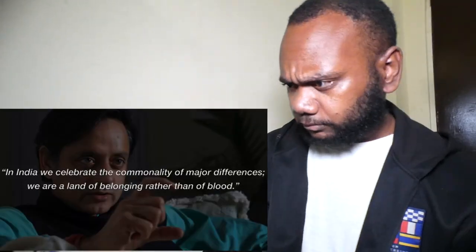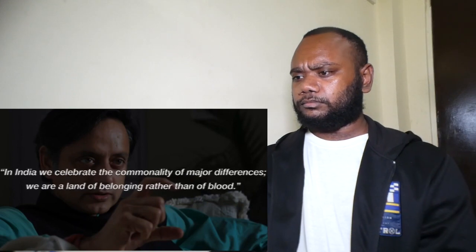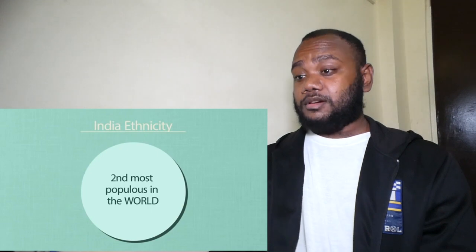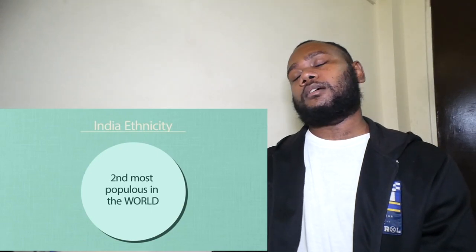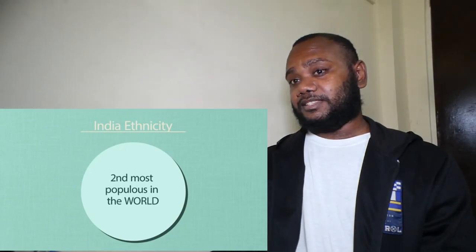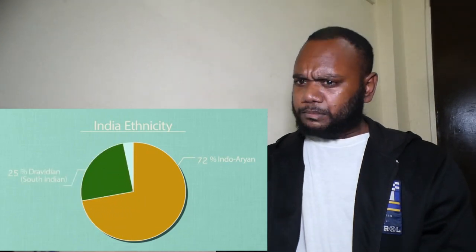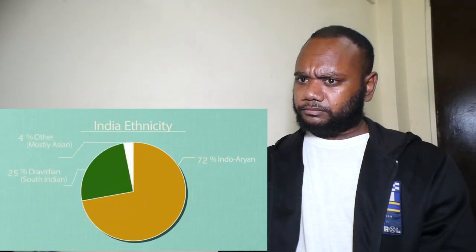Shashi Tharoor once said, "In India, we celebrate the commonality of major differences. We are a land of belonging rather than blood." First of all, India has a population of about 1.3 billion people and is the second most populous country in the world after China, with about 18% of the world's population. That's a lot. About 72% of the country is Indo-Aryan, and a quarter are Dravidian, and the majority of the remainder are Mongoloid, Asian, and other people groups.